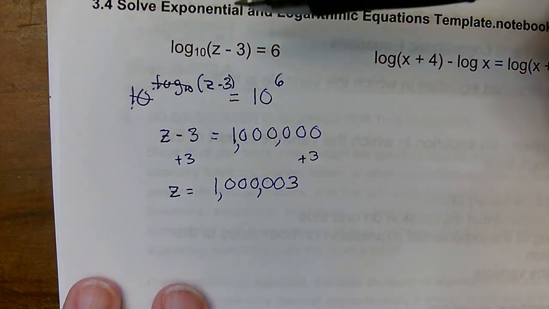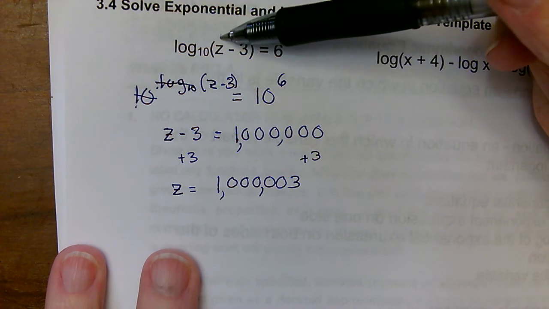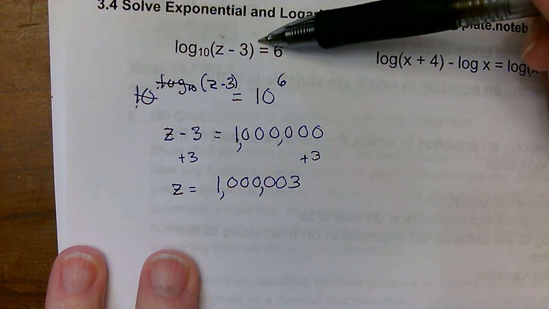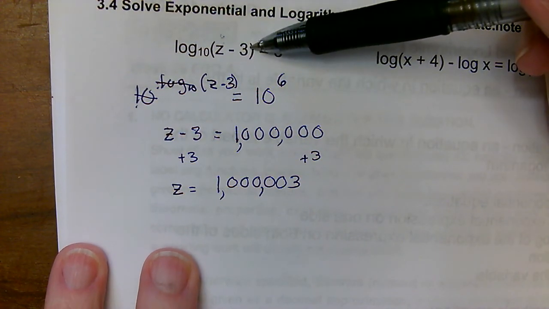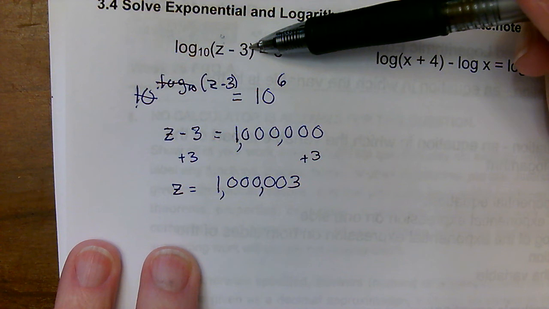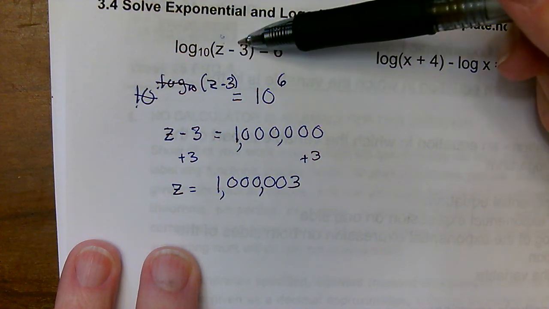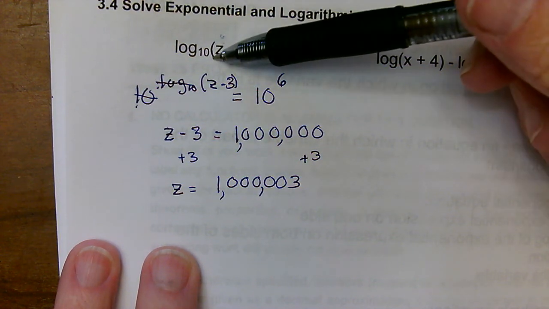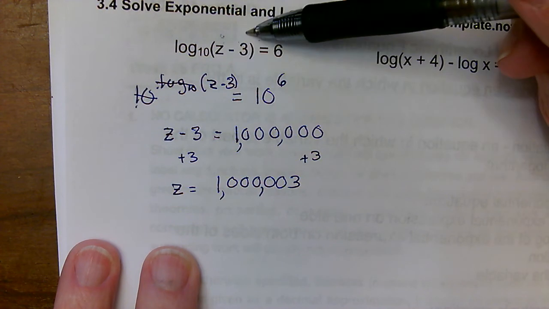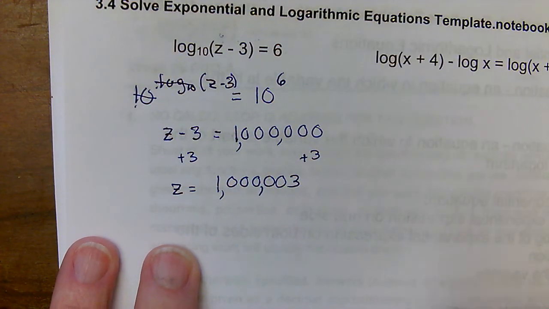Now if you look back at the original problem, if you put 1,000,003 in here and you subtract 3, that gives you a positive answer. So it's okay to take the log. So 1,000,000 is 10 to the 6th power. Log base 10, the power you put on 10 to get 10 to the 6th power is 6. So this answer is correct.